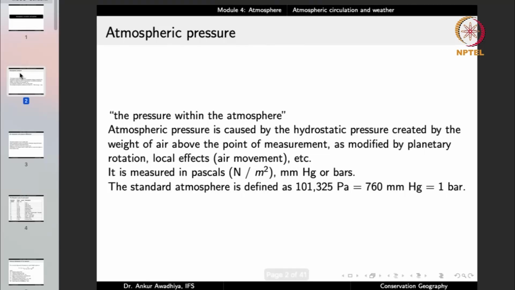Now, when we talk about atmospheric circulation, the most important concept is that of atmospheric pressure, which is the pressure within the atmosphere. Atmospheric pressure is important because it drives the movement of winds. It drives the movement of air that causes winds.